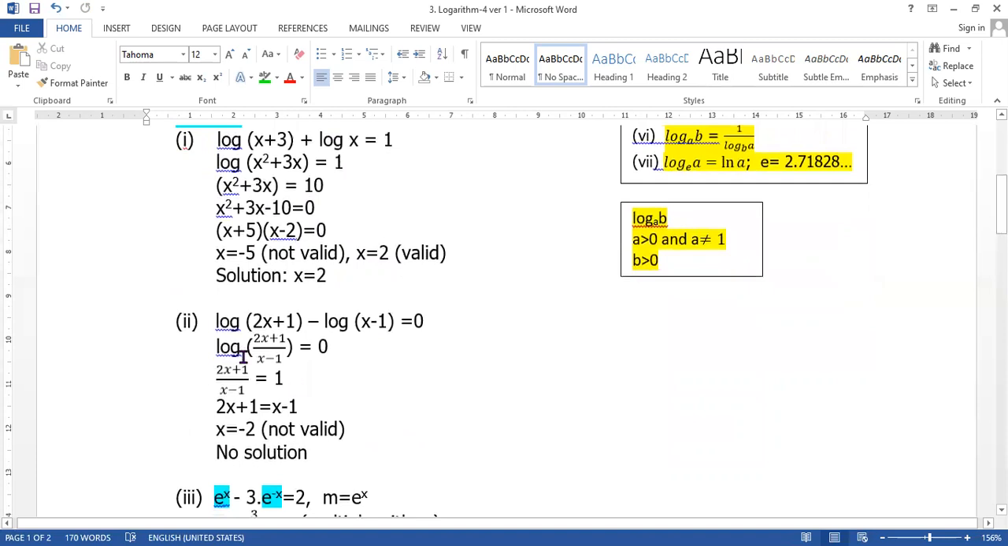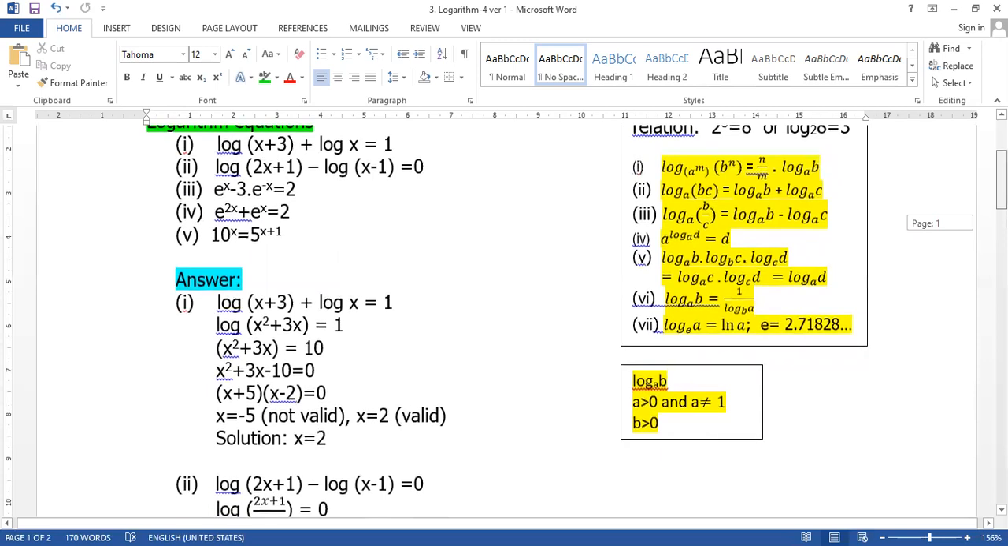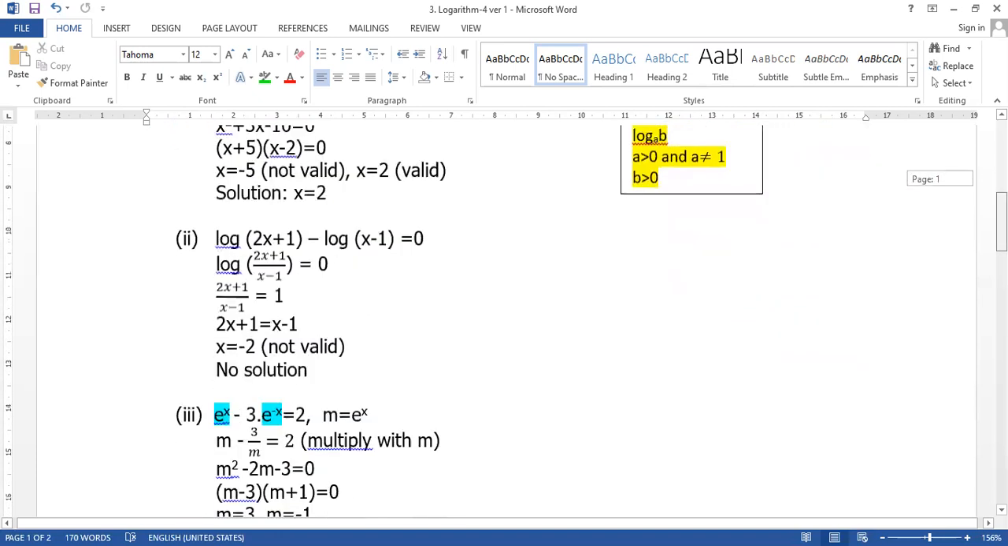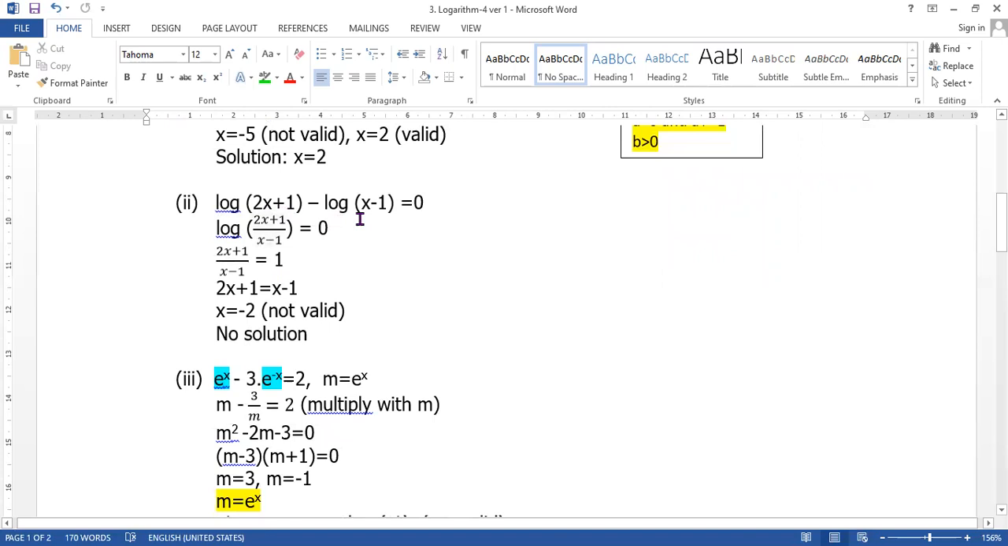Okay. Equation 2 is almost the same. In equation 1 we use plus, but here we use minus. So back to this formula: for minus, it means that we must make division. Here, 2x plus 1 and x minus 1, we make division.